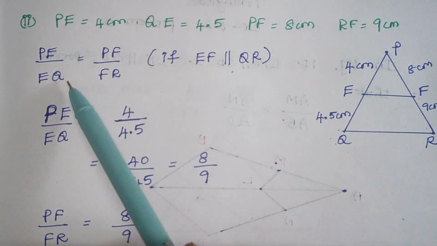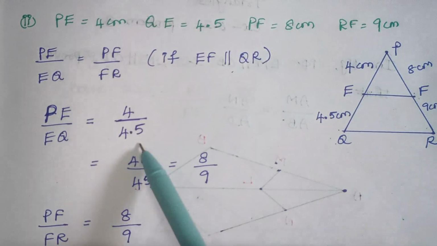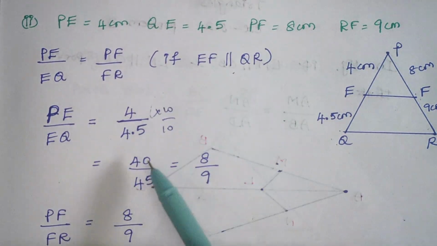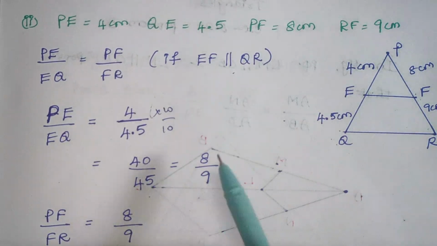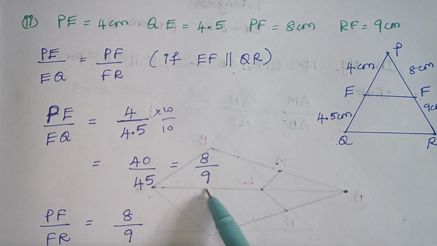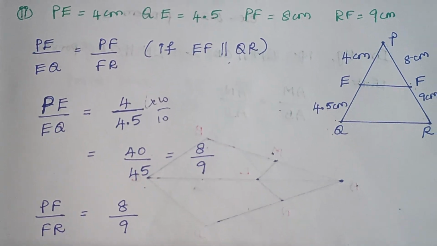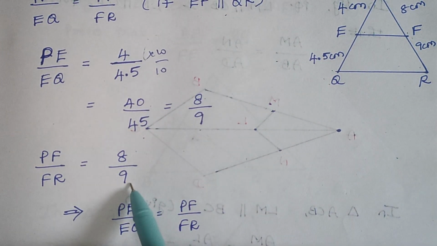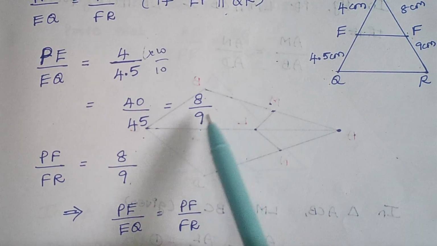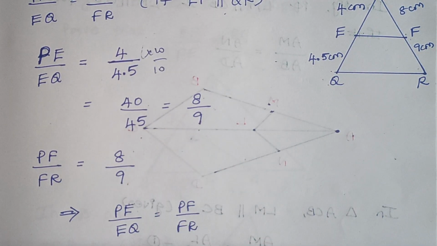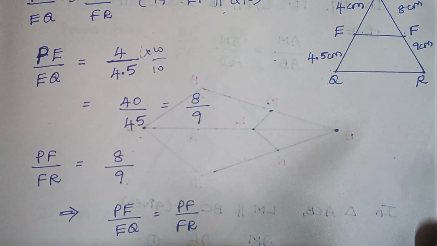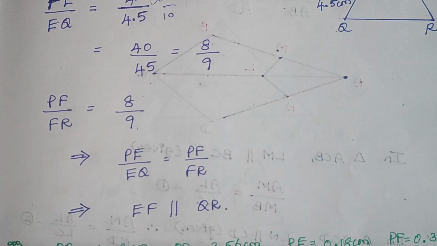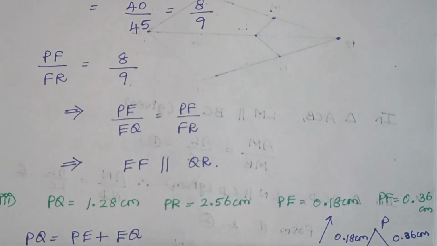First we are finding PE by EQ. So 4 by 4.5. Again I am multiplying by 10 to remove the decimal point. So 40 by 45. So 8 5s are 40 and 9 5s are 45. The next is PF by FR, and here it is, the direct value is 8 by 9. So when you compare, these two values are same. So this shows that EF is parallel to QR. Right, that's it.